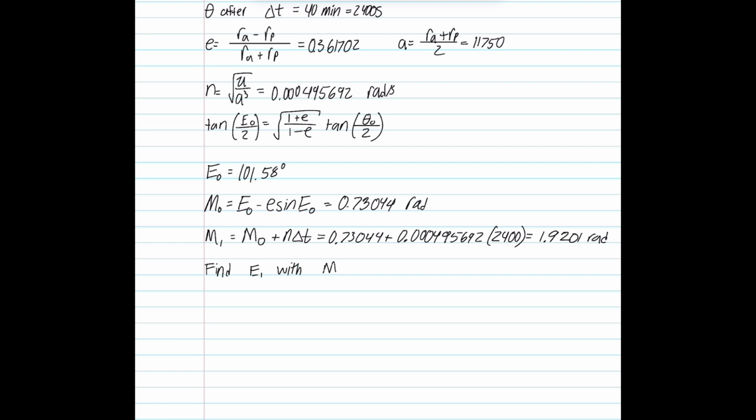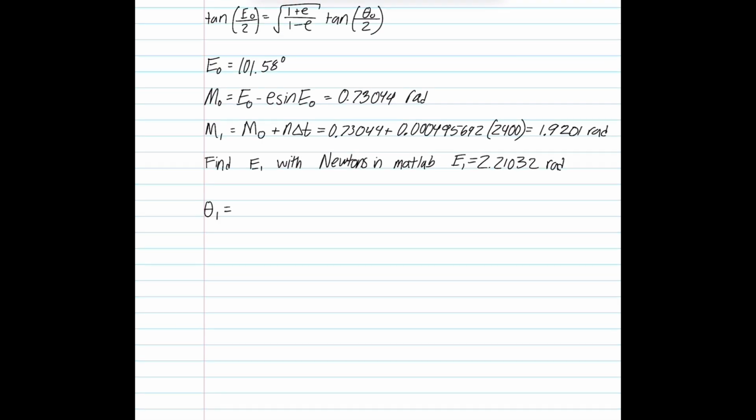Now we need to know what the eccentric anomaly is, and since we know the mean anomaly and the eccentricity, we can use Newton's method in MATLAB to find that it equals this. And then converting eccentric anomaly into the true anomaly, we can use the tangent equation, rearranged for theta, and no quadrant check is needed. And we find that it equals this in degrees.